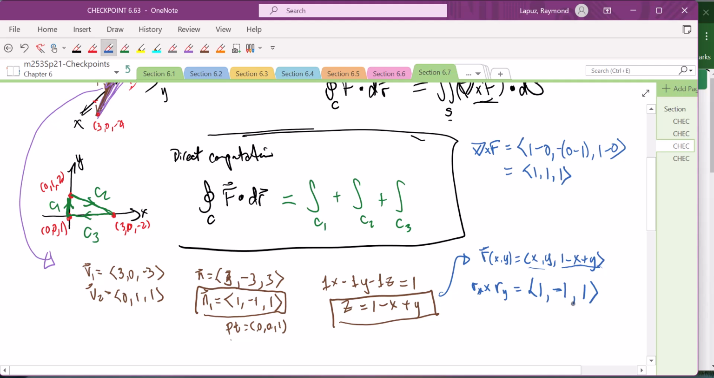And this shouldn't be a surprise. A plane has a normal vector that's going to be constant, and so we should get the same deal.